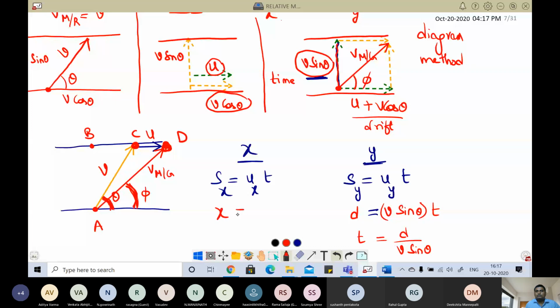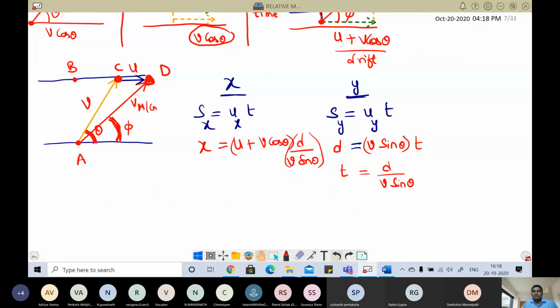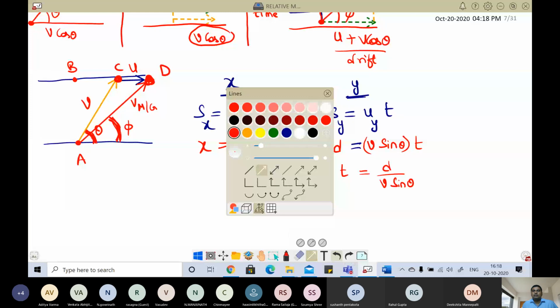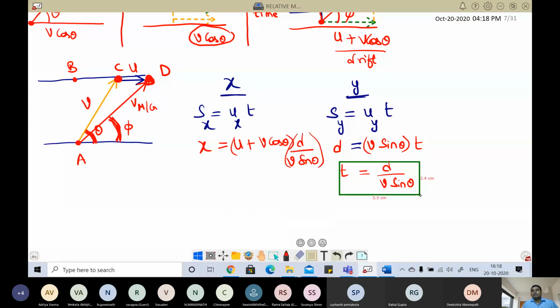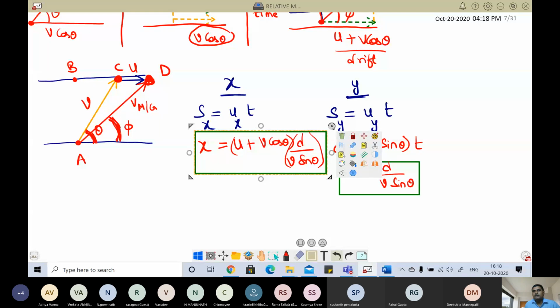So that x is equal to ux. What is ux? This entire thing, u plus v cos theta into time. What is the time? Just now we got d by v sine theta. This is called as time. So basically these are the expressions. One expression is this one, time t is equal to d by v sine theta. Next, drift x is equal to u plus v cos theta into d by v sine theta.